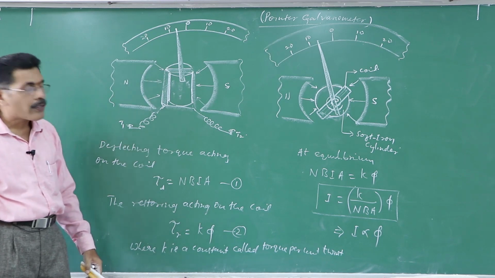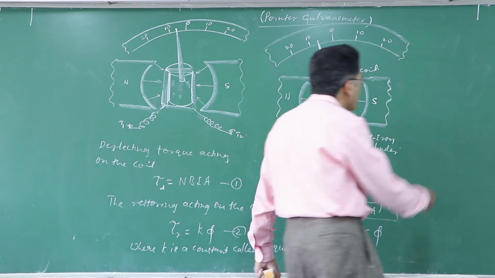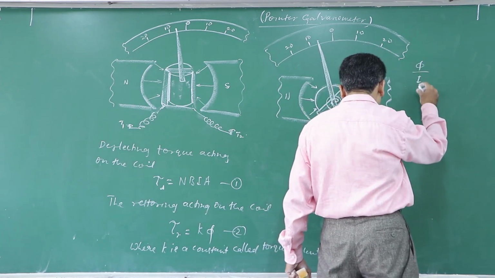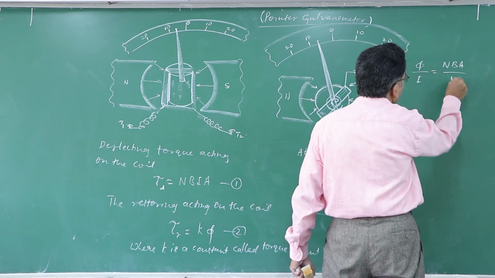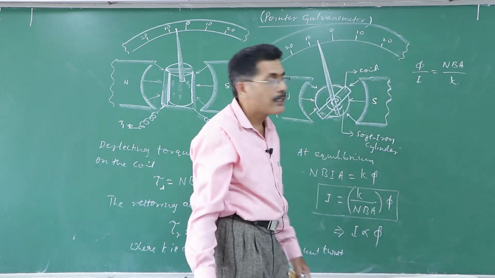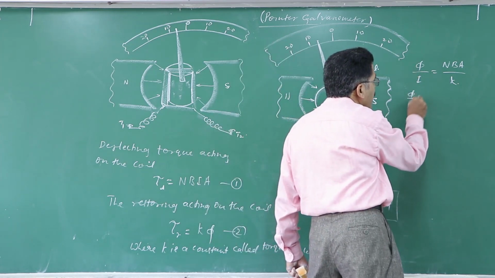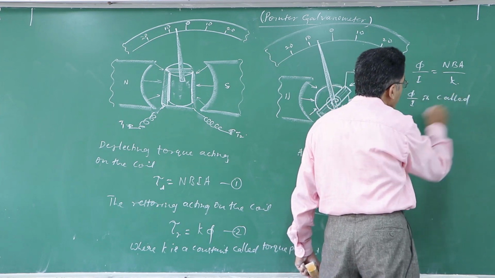Now let us understand what is current sensitivity. Suppose you take phi by I, you will get N B A by K. So this phi by I is called current sensitivity.